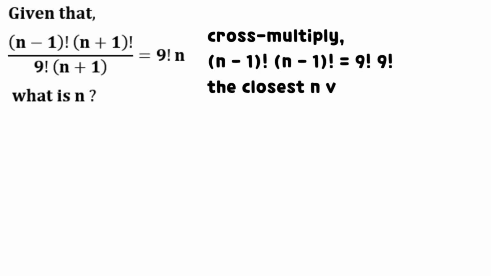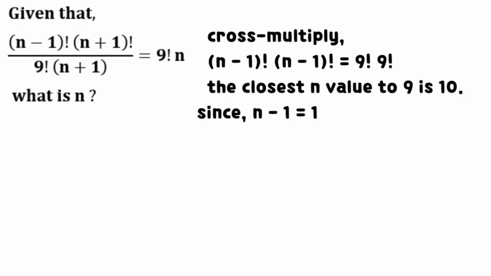Cross-multiply and we have that the product of n minus 1 factorial and n minus 1 factorial equals the product of 9 factorial and 9 factorial. By observation method, the closest n value to 9 is 10. Since n minus 1 equals 10 minus 1 which equals 9, therefore n equals 10.